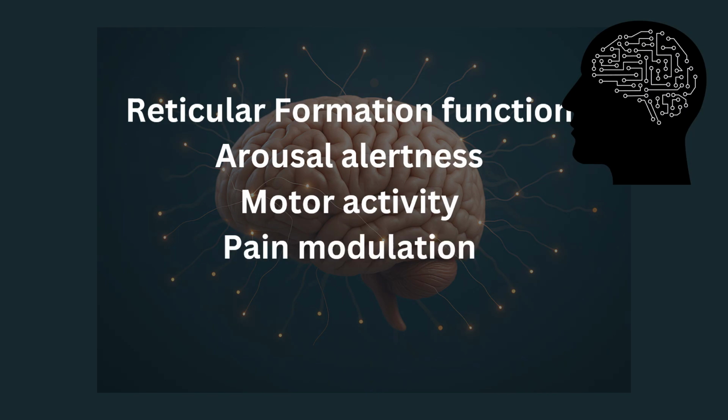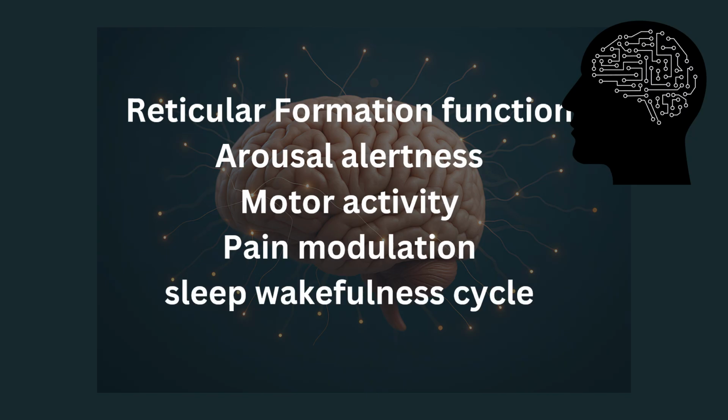Pain modulation is mainly controlled by the raphe nuclei, which release serotonin, the locus coeruleus, which releases noradrenaline, and the substantia nigra, which releases dopamine. These all act on the substantia gelatinosa of the spinal cord and inhibit pain transmission. So that is important for pain modulation. Pain modulation and sleep-wakefulness.